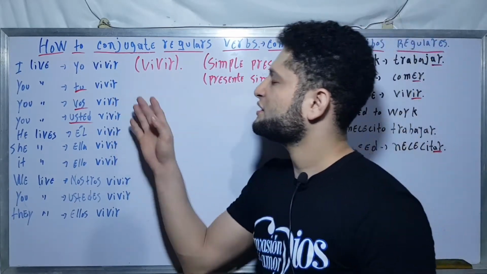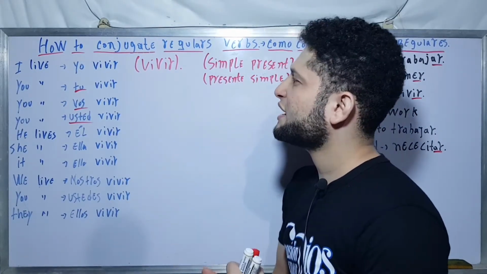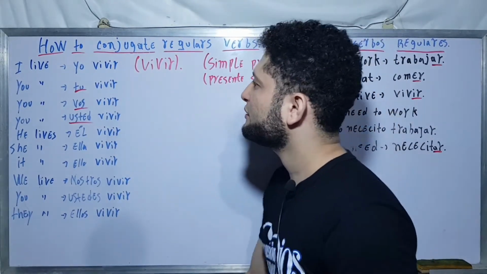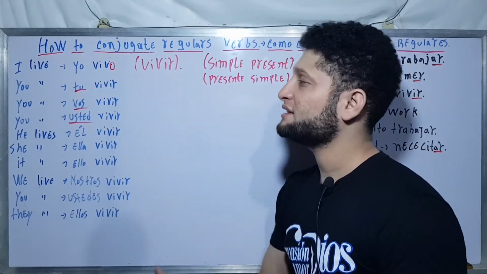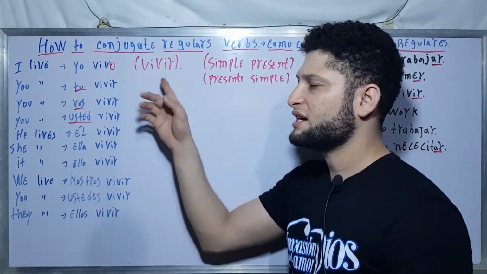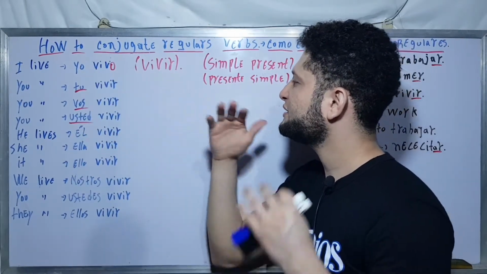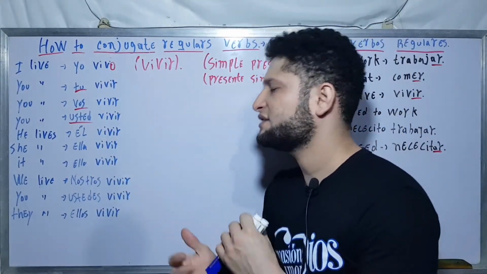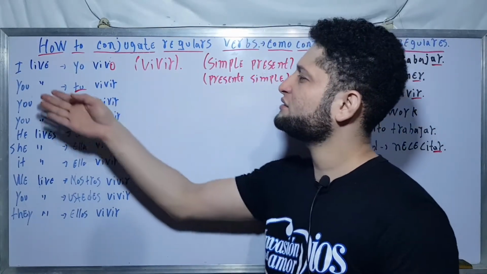Okay, so as always, we need to remove the two last letters. In this case they are the letter I and the letter R. As I said, you need to remove the letters IR and add the letter O. Yo vivo. It's not yo vivir. It's not like this. Okay, yo vivo. You remove the letters IR and add the letter O. So as I said, this one is different from the others.